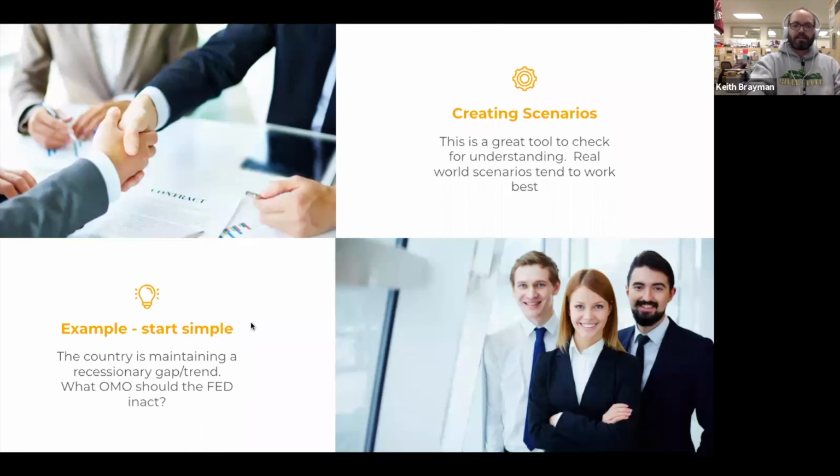So my example that I normally start with, and I'm a macro teacher by trade, so this is kind of a technical piece: a country is maintaining a recessionary gap or trend. What open market operation should the Fed enact? And I'm really looking for, should they buy or should they sell, right? That's what I'm looking for from my students. But you can really craft these however you want and use whatever type of scenario you want.